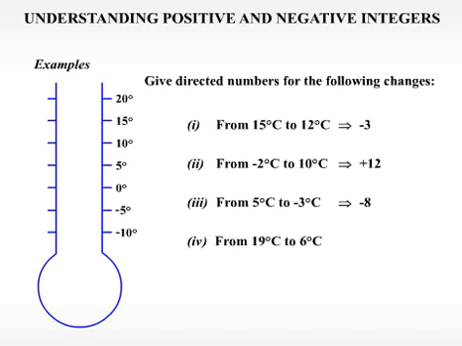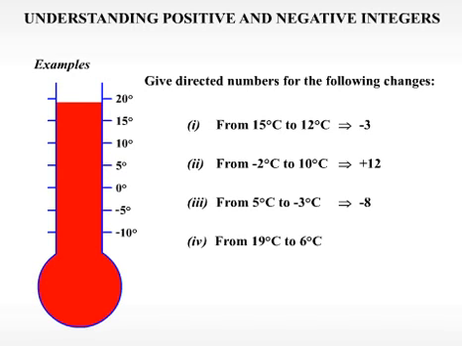Our last one, from 19 degrees down to 6 degrees. There's 19 degrees. If we drop it down to 6 degrees, it's certainly gone down 13 degrees. And again, because it's gone down, we'll write that as negative 13.